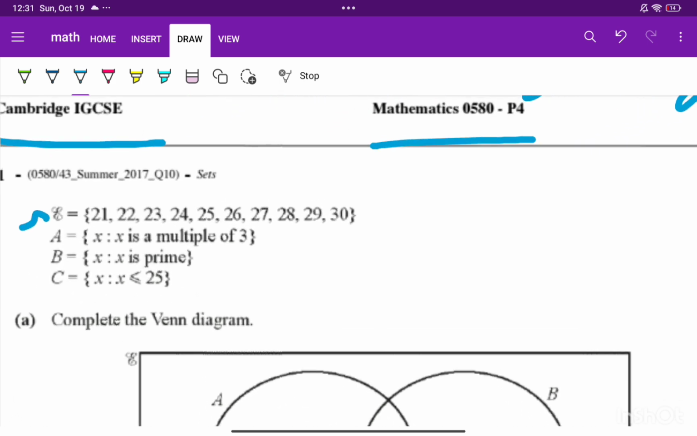So question 1. Okay. So this is a normal, and set A is a multiple of 3. Okay. So in this set, the multiples of 3 are 21, 24, 27, and 30.